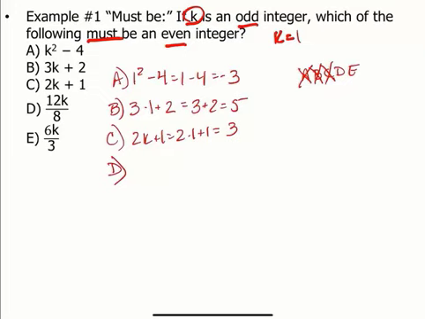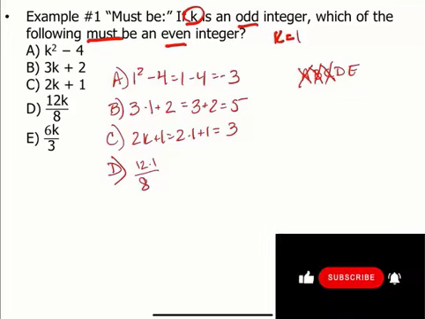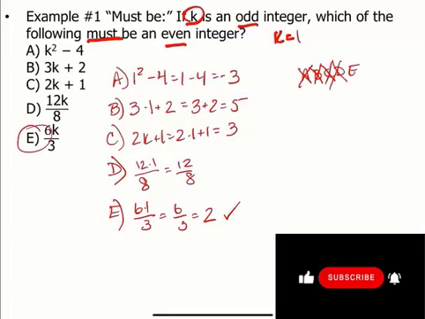D is going to give us 12k over 8, so 12 times 1 over 8. 12 over 8? That's not even an integer, so it doesn't matter whether it's even. That's not an integer. So when we cross out D, we're very hopeful for E because that's the only option remaining. Let's check it out. 6k over 3, 6 times 1 over 3. 6 divided by 3 is 2. Sure enough, that is an even integer, so we select E and we move on.